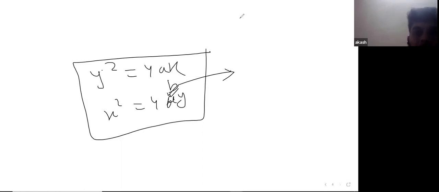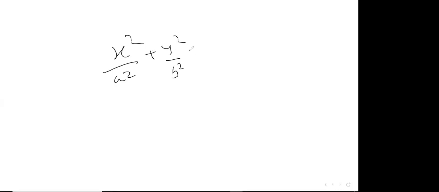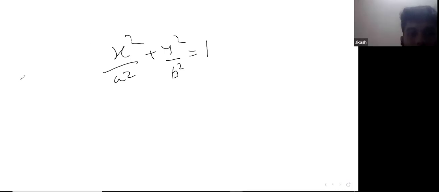If you have a general equation of ellipse like this, did you write eccentricity for rectangular hyperbola, or is it the same? It's the same. See, hyperbola eccentricity is greater than 1, right? Be it rectangular or general or anything, the eccentricity will be greater than 1, because in hyperbola eccentricity is greater than 1.